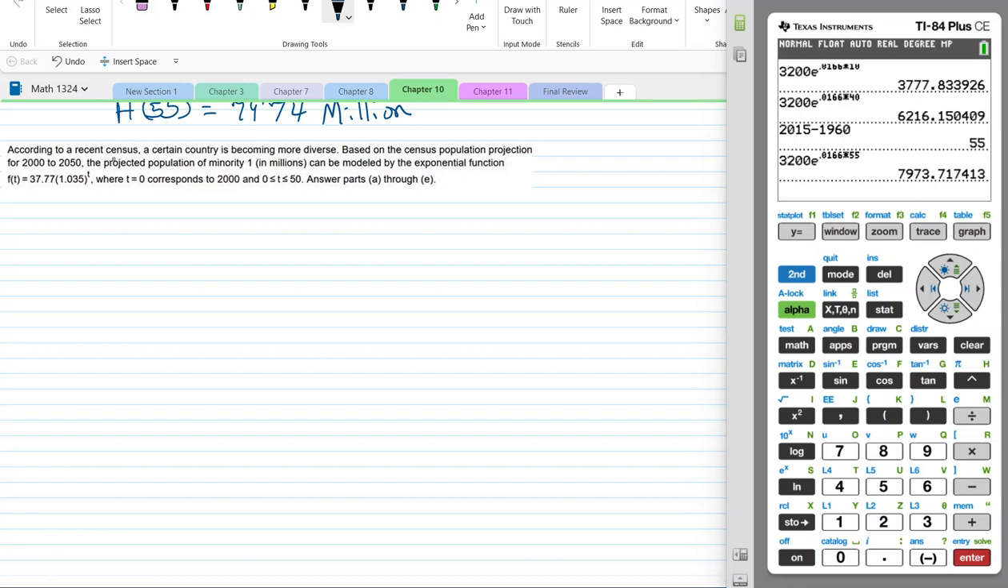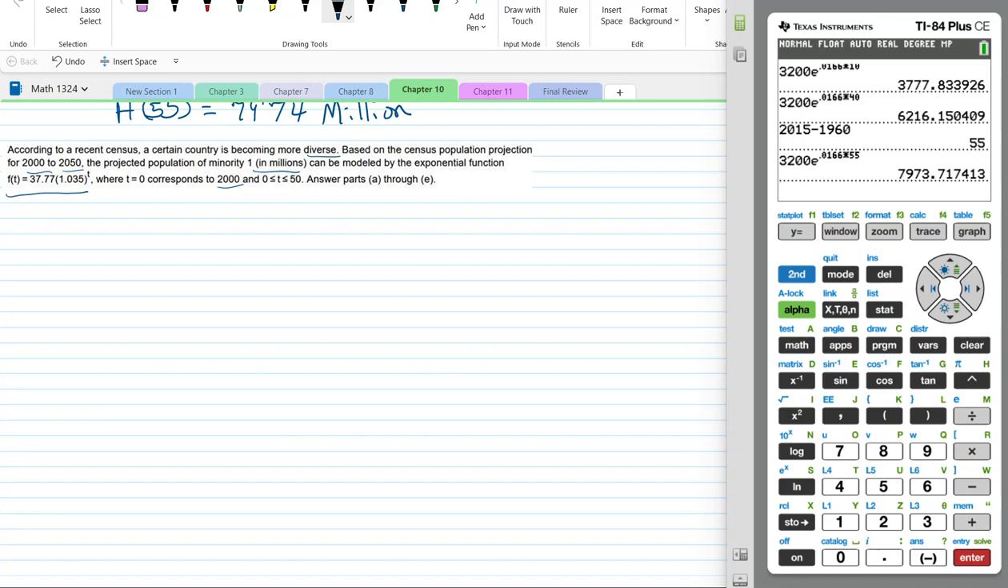According to a recent census, a certain country is becoming more diverse. Based on the census population projected for 2000 to 2050, the projected population of minority in millions can be modeled by the exponential function of this, where t equals 0 corresponds to the year 2000. And t has to be between 0 and 50 inclusive. Answer parts A and B. Well, I didn't write what A and B is, so I'm going to have to tell you.